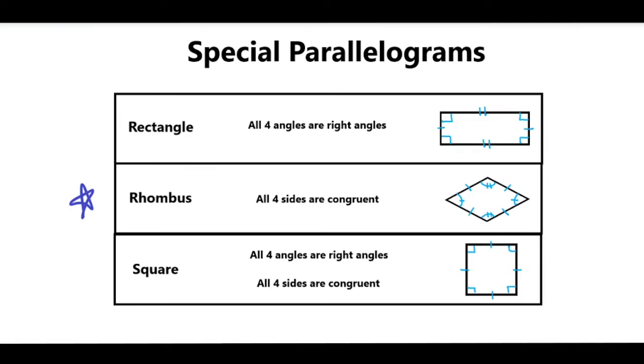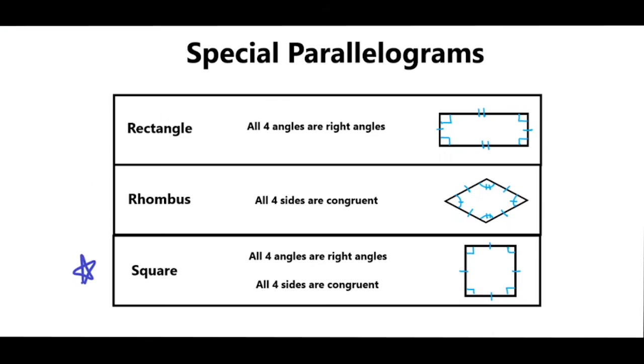Then there's the rhombus. The rhombus has all four sides that are congruent. So all the sides of a rhombus are congruent. And the third special parallelogram we're going to talk about is one I'm sure you're familiar with, and that's the square. And the square has all four angles as right angles, and all four sides are congruent. So we have a rectangle, a rhombus, and a square, and these are all special parallelograms.